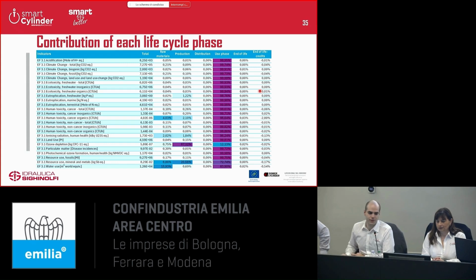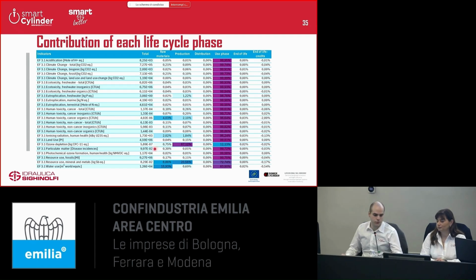Okay, this table is the contribution of each life cycle phases in the global impact of the smartCylinder product. So it's a little bit complicated, I know, but the contribution is split in 25 different environmental parameters. So what is important in this table? It is important that the use phase is by far the most impactful phase. So we should focus our efforts to improve the fuel consumption of the machine excavator.